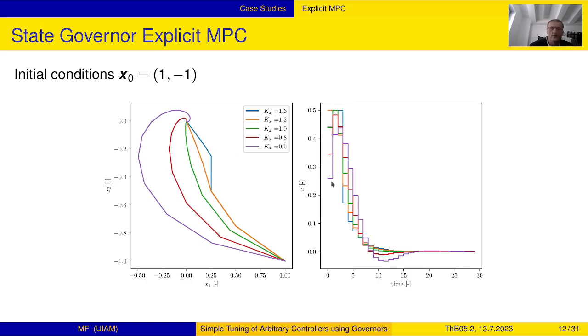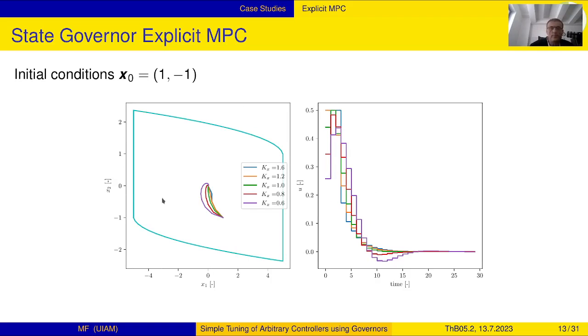And with the slow one, we can see that the manipulated variable doesn't even hit the maximum 0.5 constraint, but all the others will hit it. So we can effectively change the speed of the closed loop system with the explicit MPC controller, and we still have the constraint guarantee.